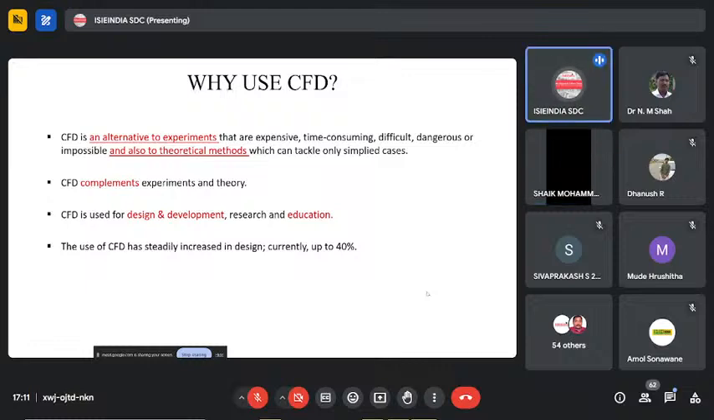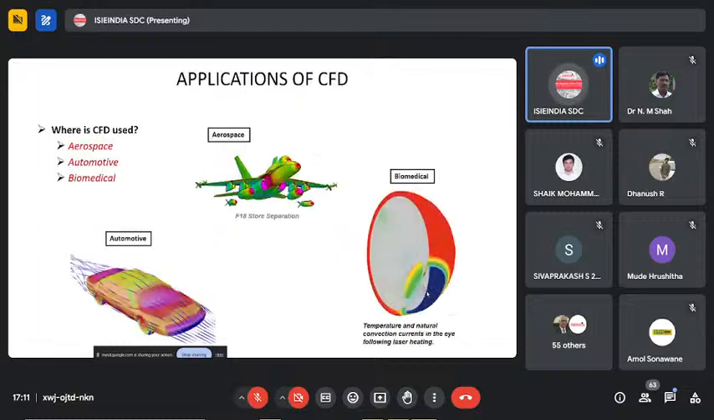Nowadays, the use of CFD has been steadily growing, particularly in the design area. Today, up to 40% of design work involves CFD, which highlights its importance in modern engineering and development. So these are the applications where CFD is currently used. These applications are used in various fields to simulate fluid flow, even heat flow and heat transfer.